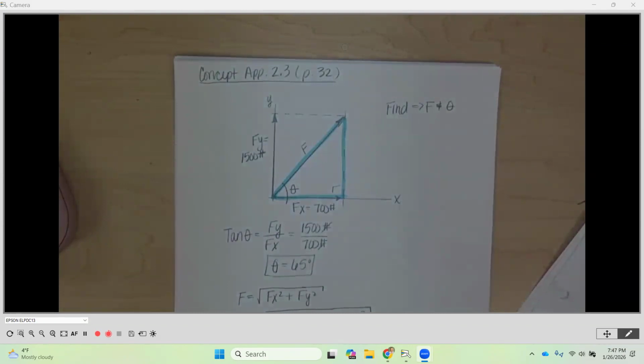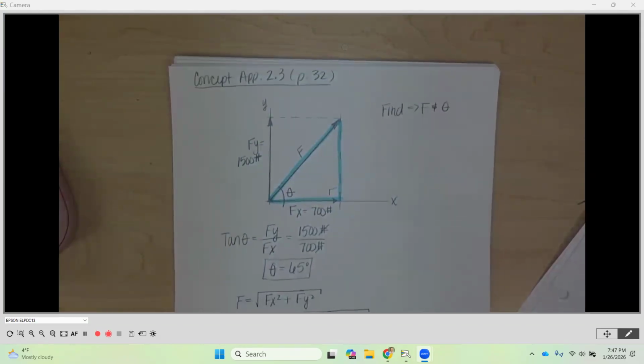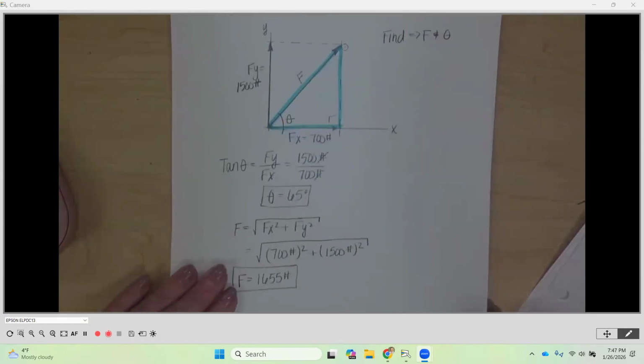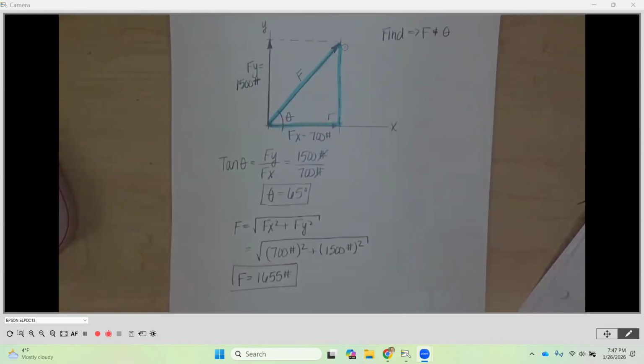Okay, so that is concept application 2.3. Any questions on this one? No. All right, we have one more problem to do this evening, and it will be our last problem tonight. It is going to be problem 216.